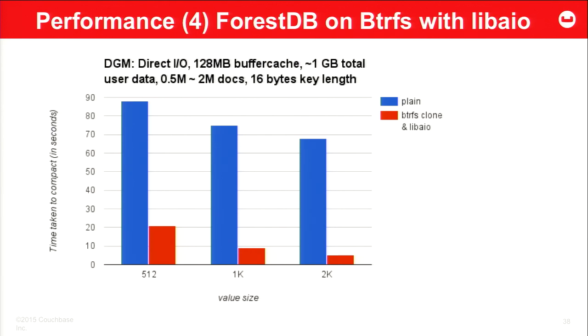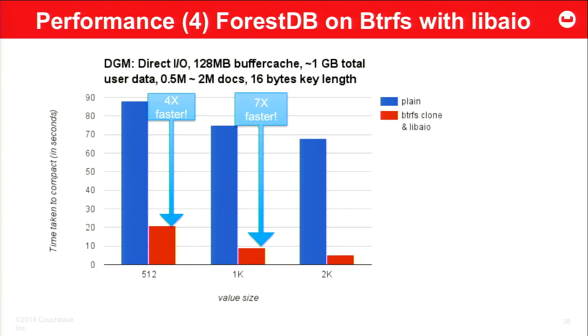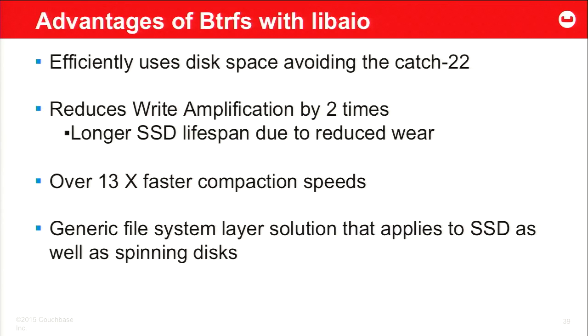With 512 bytes, we see as much as 4x faster compaction times. As the value size grows up to 1 kilobyte, we see 7 times improvement in the time it takes to compact a file. And when the value size grows all the way up to 2K, which is actually not uncommon for NoSQL land, where you can have JSON or blobs that go all the way up to 2K, you see 13x faster. And this typically linearly increases as your value size grows. You have to spend less time compacting, because you're simply sharing all the valid blocks from the old file.